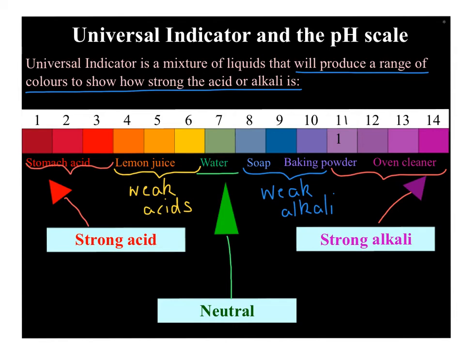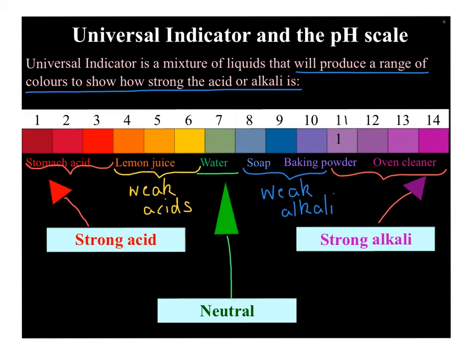So you can see that universal indicator is a really useful indicator because it gives us this measure of strength. Now, you need to pause the video and, as best you can, and I know that it's difficult to get the different shades of red and purple, but as best you can, colour in the pH scale to match what you see on the screen.